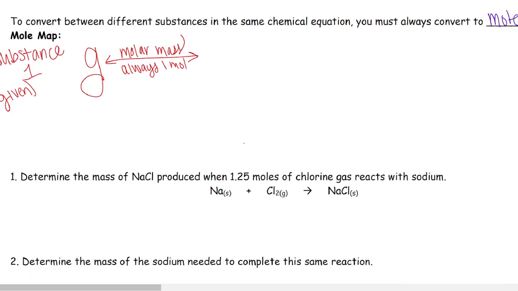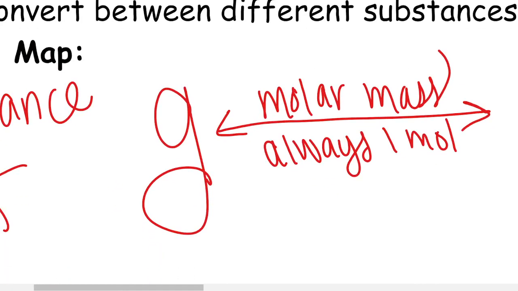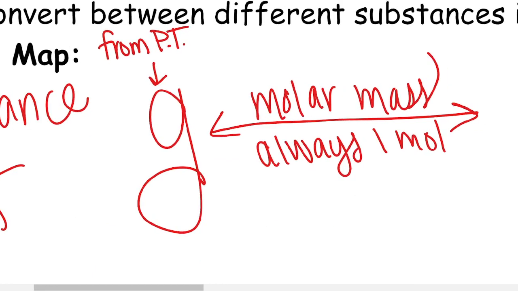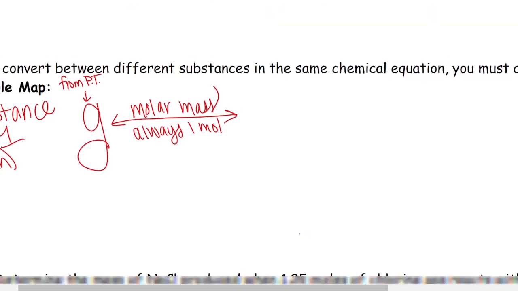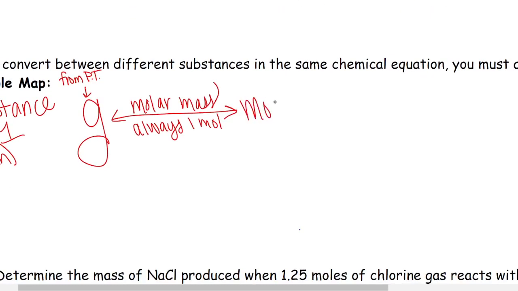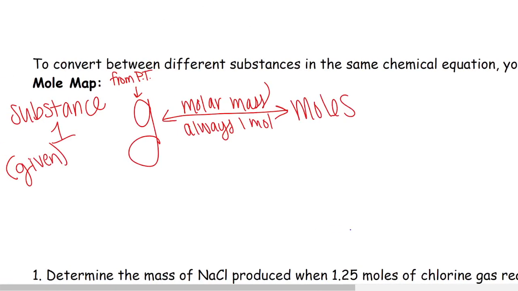And the number of grams comes from our periodic table. So I'm going to zoom this in just so I can write it really small up above this. The number of grams is from PT, for periodic table. So we will go between grams and moles all the time. You can only use molar mass when you are using a specific substance and going between grams and moles of that specific substance.